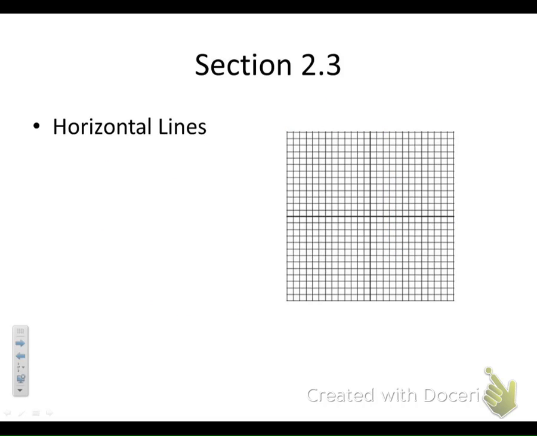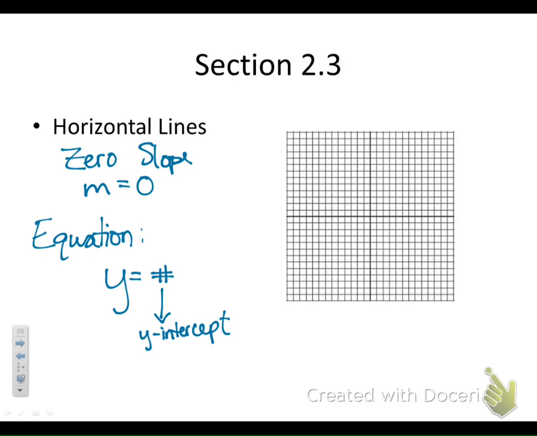So let's describe horizontal lines. This happens when the slope is 0. Let's graph y equals 4. Make sure I'm at the y-axis at 4. That's going to be my y-intercept, and I draw a horizontal line through y equals 4.